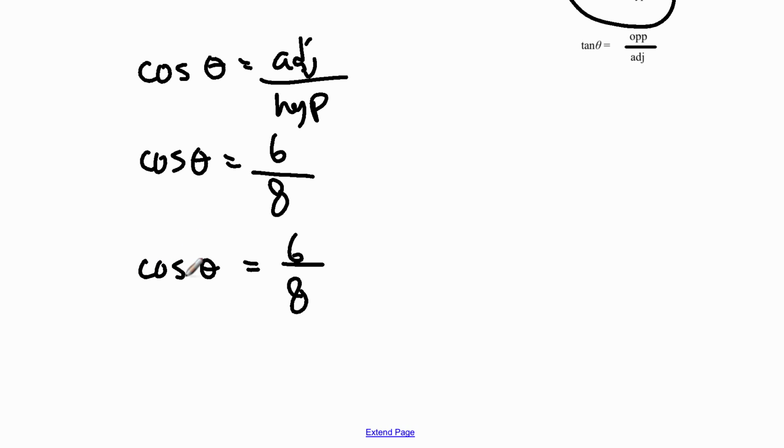But what I want to do is get rid of that cos. Now I don't just divide by cos, what I do is the opposite of cos, just like we do with any other equation.